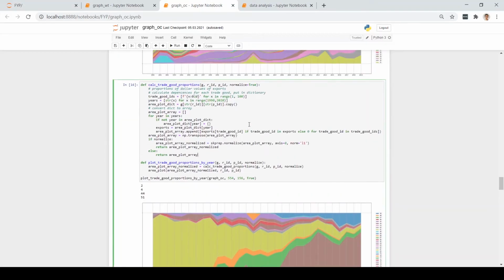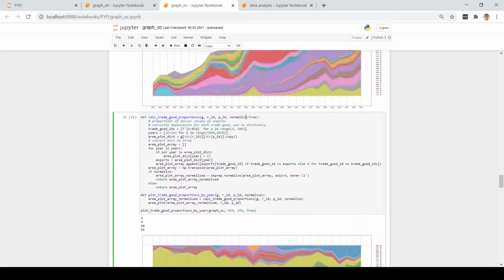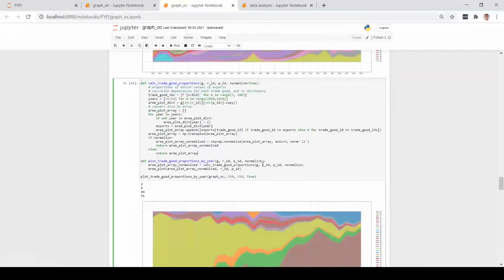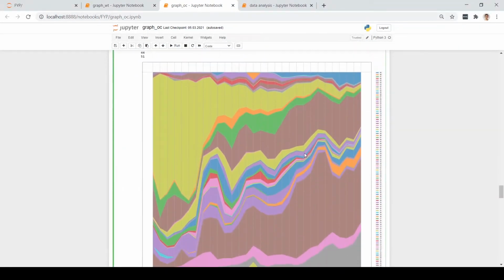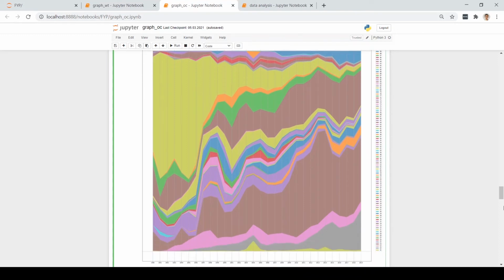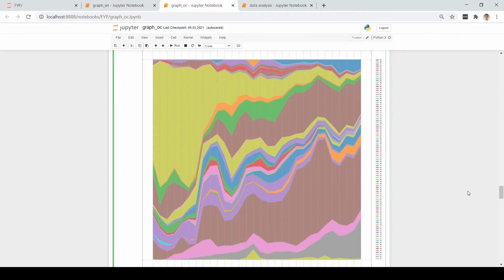The second graph here shows the proportion of trade good values. So the previous graph showed the trade good dependencies, a summation of the trade good dependencies. Note that the trade good dependence is a ratio, and this is the actual trade value, the proportion of the trade value. So this graph serves to ask the question: out of the exports from one country to the other, what proportion of that trade value comes from a particular trade good?